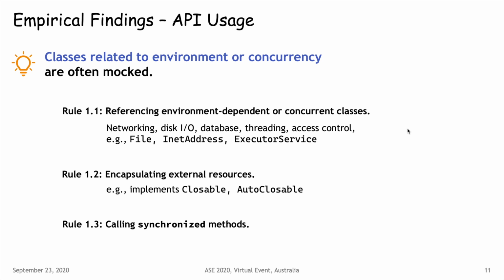The first one is about API usage. Basically, we found that classes interacting with network, hard disk, and database by invoking their APIs are often mocked. Besides, classes representing an external resource may implement interfaces like closable. Such classes are often mocked. Also, classes calling synchronized methods often perform concurrent operations, which may introduce non-determinism and thus are often mocked.